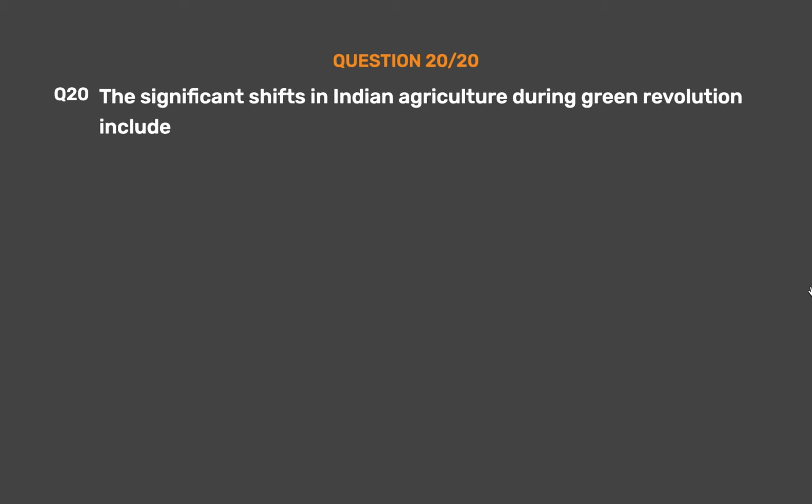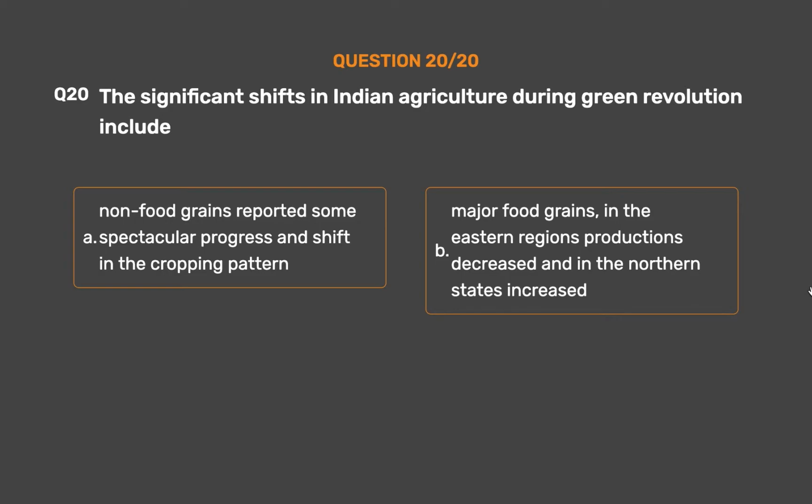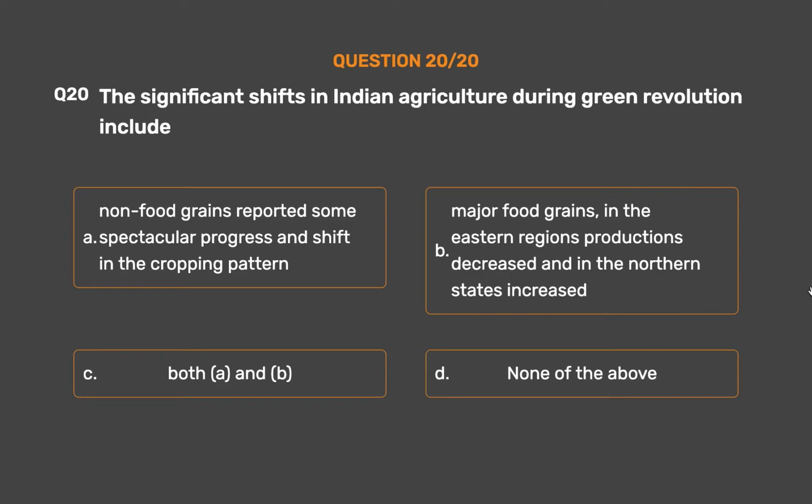Question number 20. The significant shifts in Indian agriculture during the Green Revolution include: Option A, non-food grains reported some spectacular progress and shift in the cropping pattern. Option B, major food grains, in the eastern regions productions decreased and in the northern states increased. Option C, both A and B. Option D, none of the above.